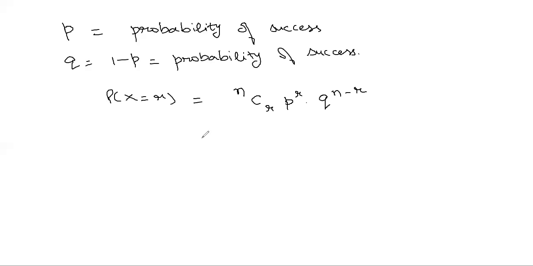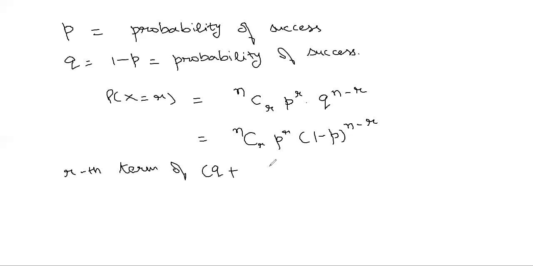minus R. Some textbooks also list it as nCR P raised to power R and 1 minus P raised to power n minus R. This can be the rth term of the expansion of the distribution (Q plus P) raised to power n. Because this rth term is obtained by binomial expansion, that is why such a distribution is known as the binomial distribution.